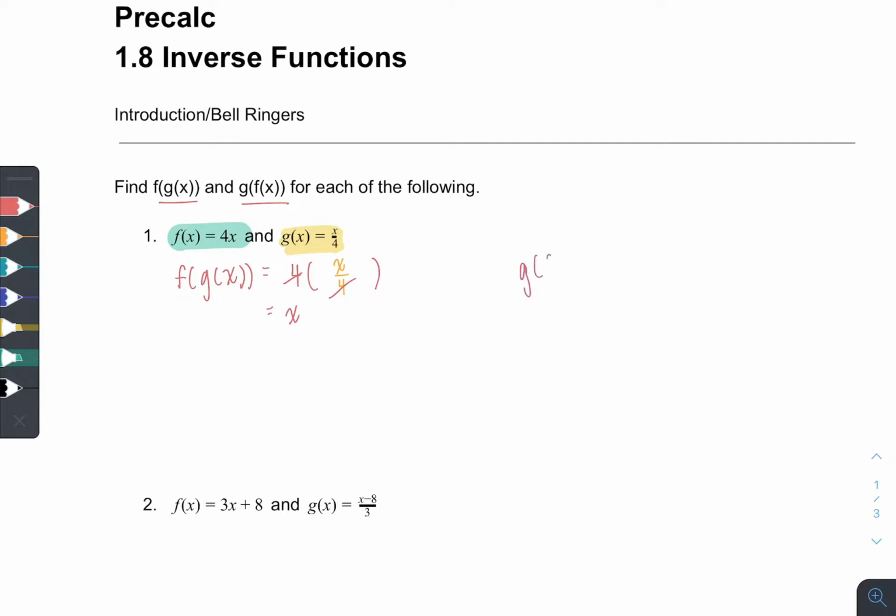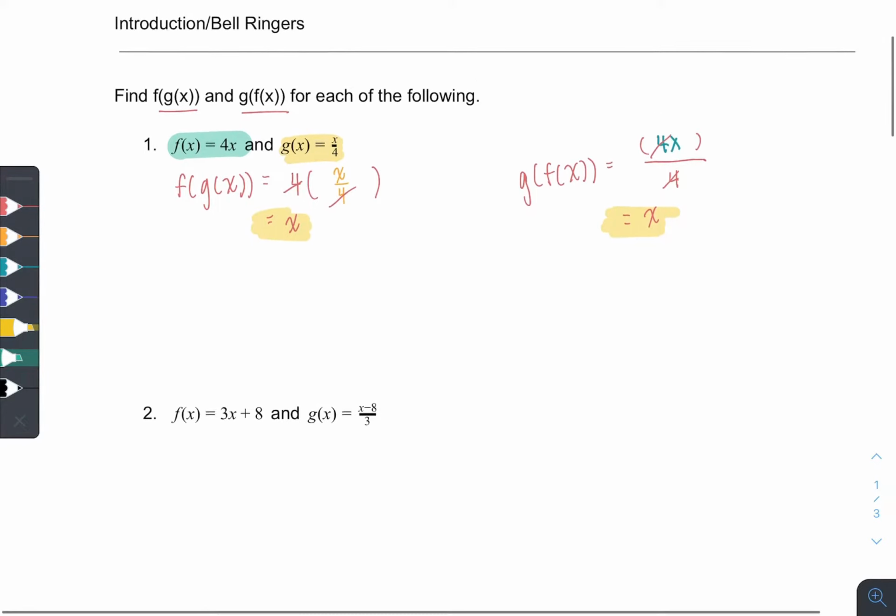All right, to find g of f of x, we want to plug in, wherever there's an x, we want to plug in f of x. So we're plugging in 4x. Those cancel out, and these 4's cancel out, and we're left with just an x. So there are our answers for number 1. That's f of x, f of g of x, and g of f of x.